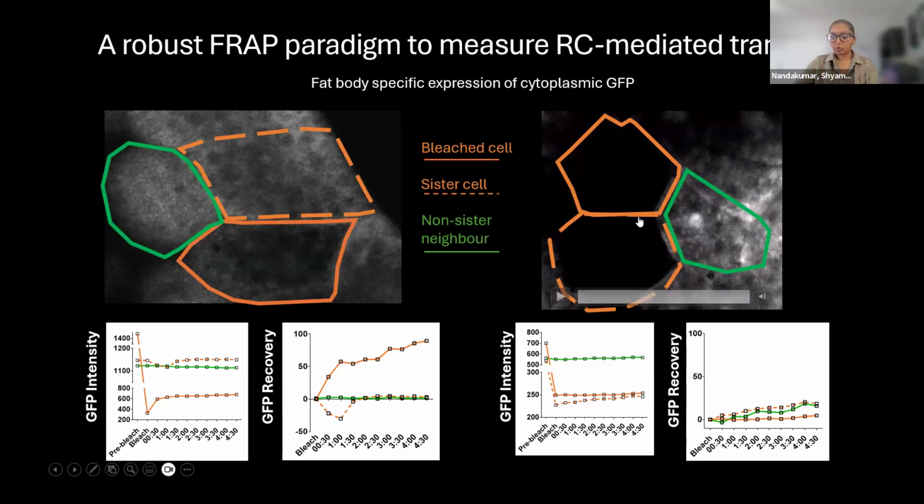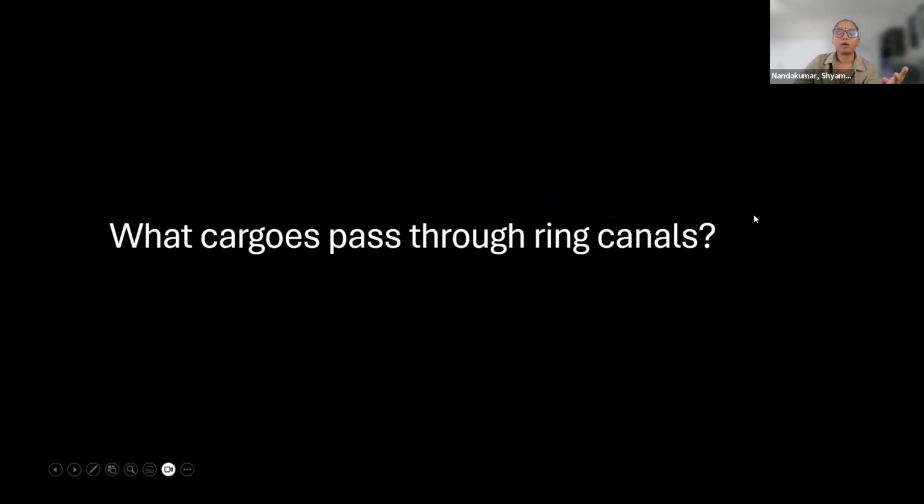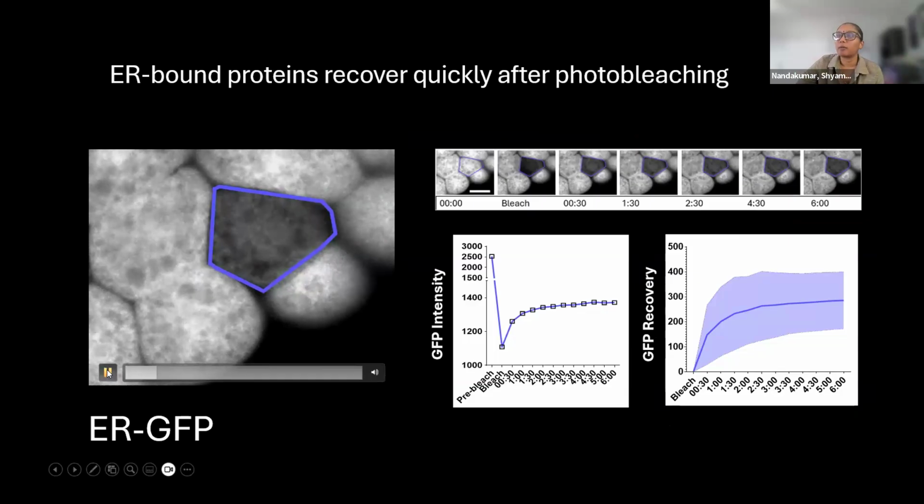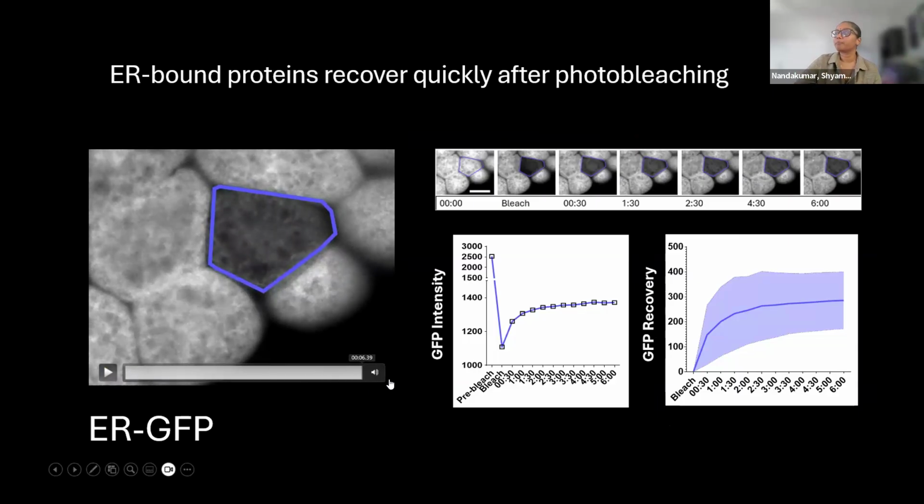So we proceeded to ask what other cargoes can pass through the ring canal. And I hope I have enough time. Right. So using the beauty of Drosophila genetics, we've done this with various organelle-bound fluorescent proteins. Here's an example with ER-bound GFP. So this is endoplasmic reticulum GFP. Just bleach, recovery really quickly.